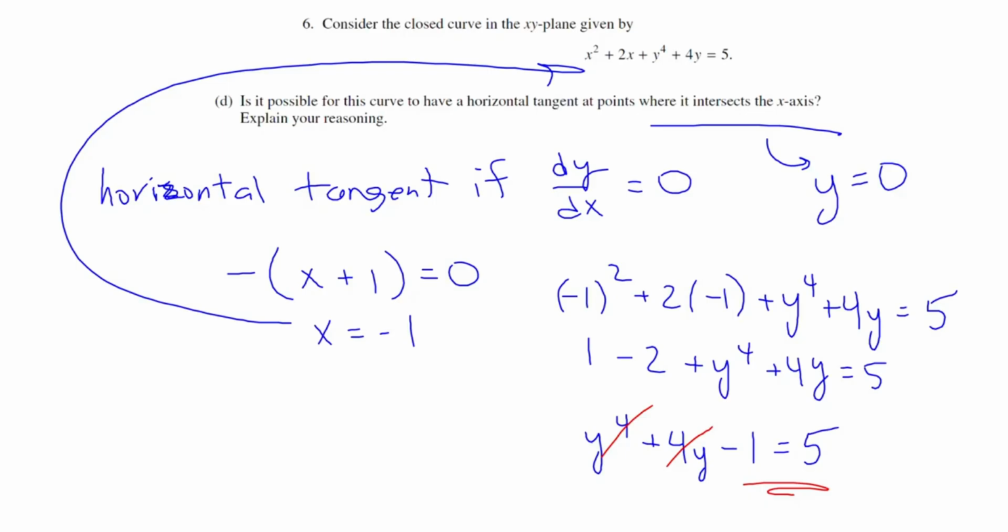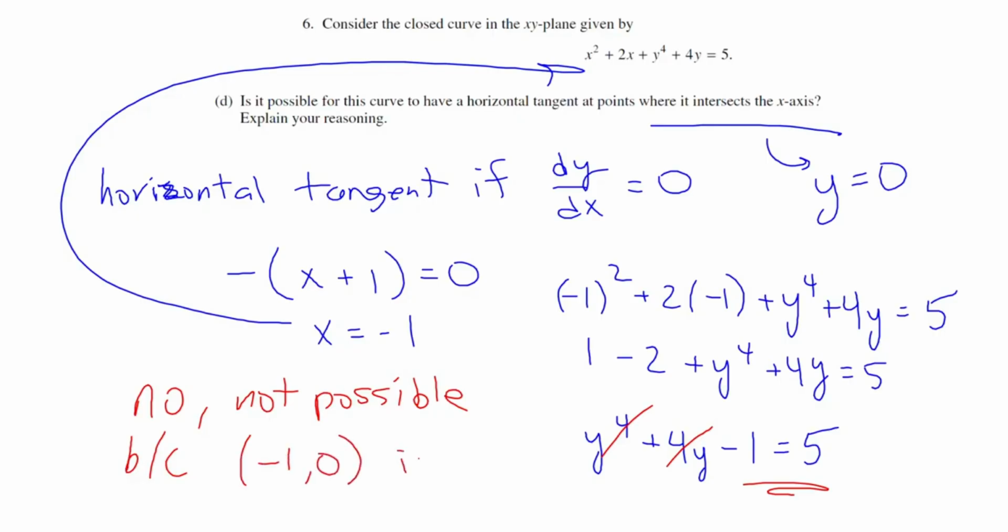So the only way for us to have this happen at the point -1, 0 is if -1 is equal to 5. So we could say no, it's not possible, because -1, 0 is not on the graph. Right? So we can only have a horizontal tangent when x equals -1, but the point -1, 0 doesn't lie on the graph.